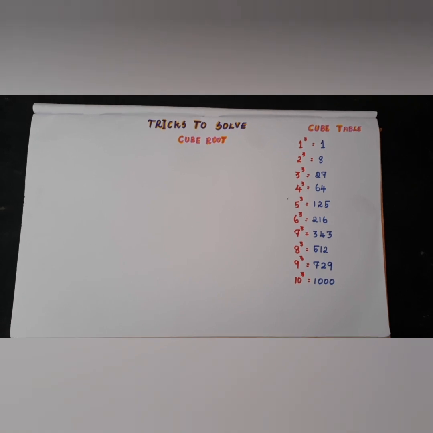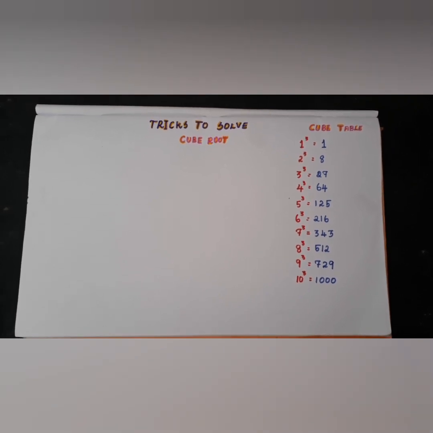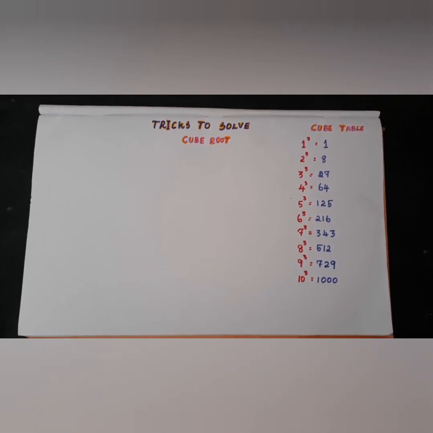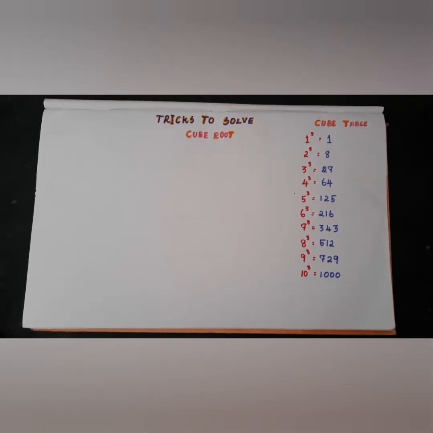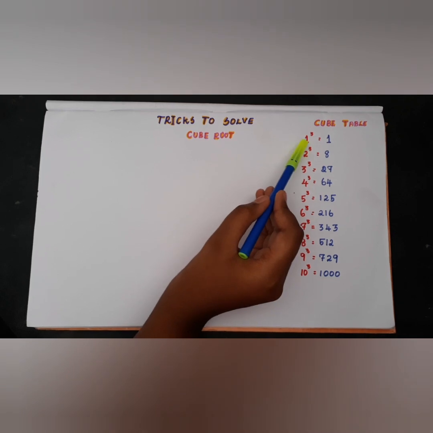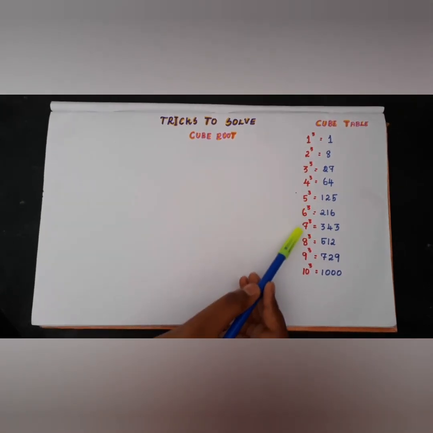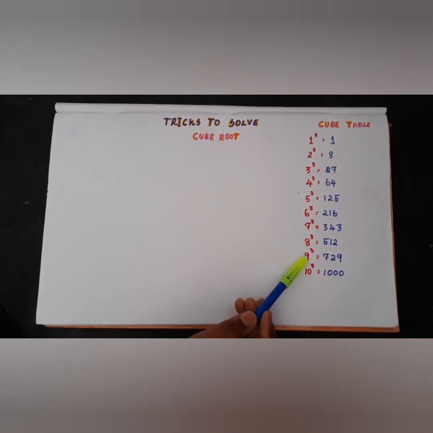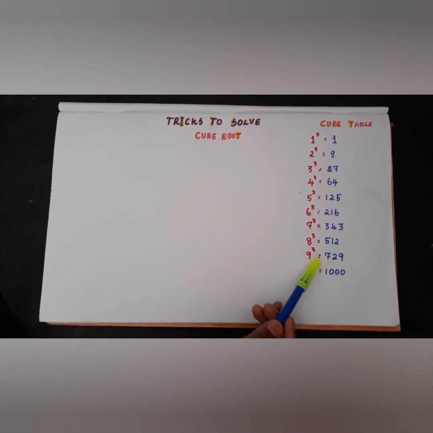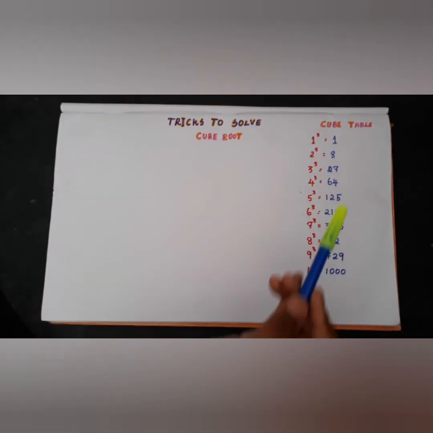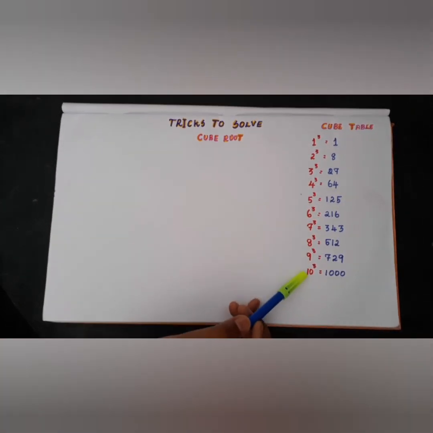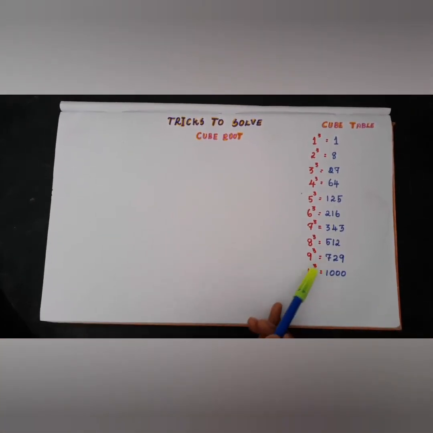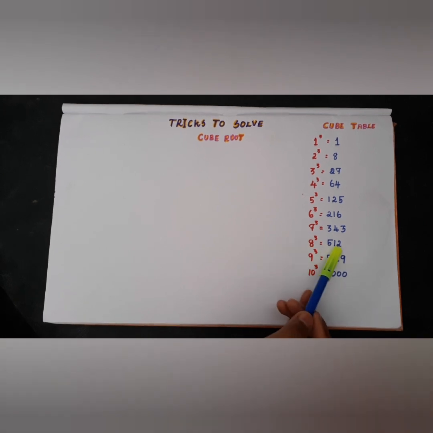Okay friends, do you know that the cubes of even numbers are all even and the cubes of odd numbers are all odd? See that 1, 3, 5, 7, 9 are all odd numbers and their cubes are also odd. 2, 4, 6, 8, 10 are even numbers and their cubes are also even.